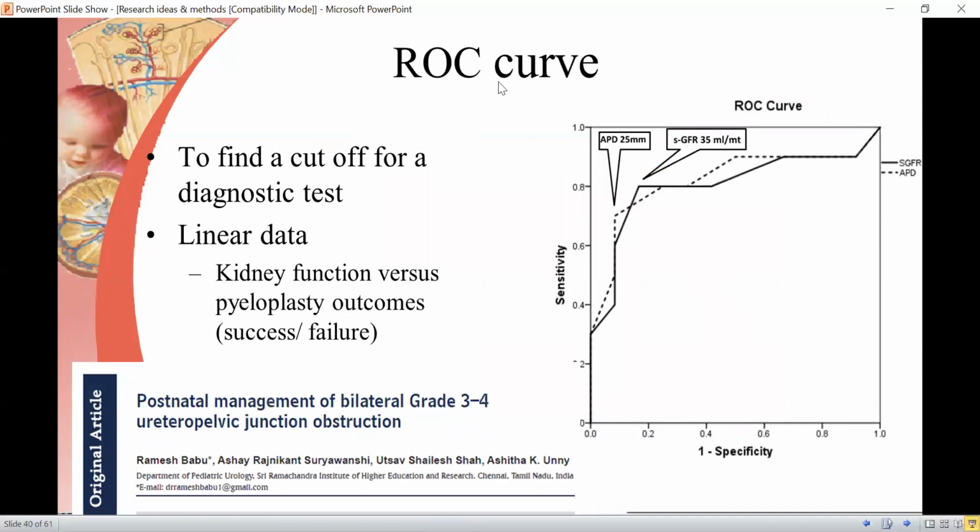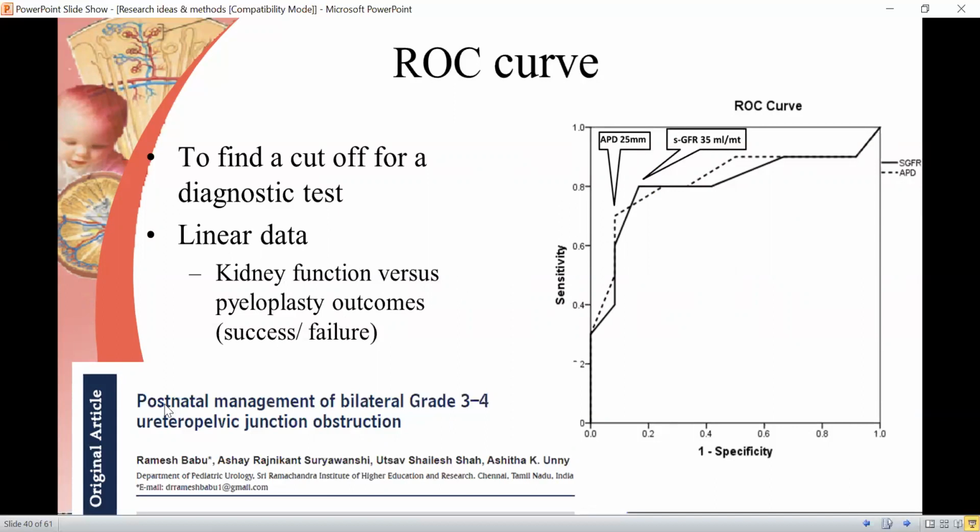Now coming to the ROC curve, it is something where you find a cutoff for a diagnostic test. For example, I told you about the kidney function test for GFR or the anteroposterior diameter of the pelvis. So you want to find a cutoff.